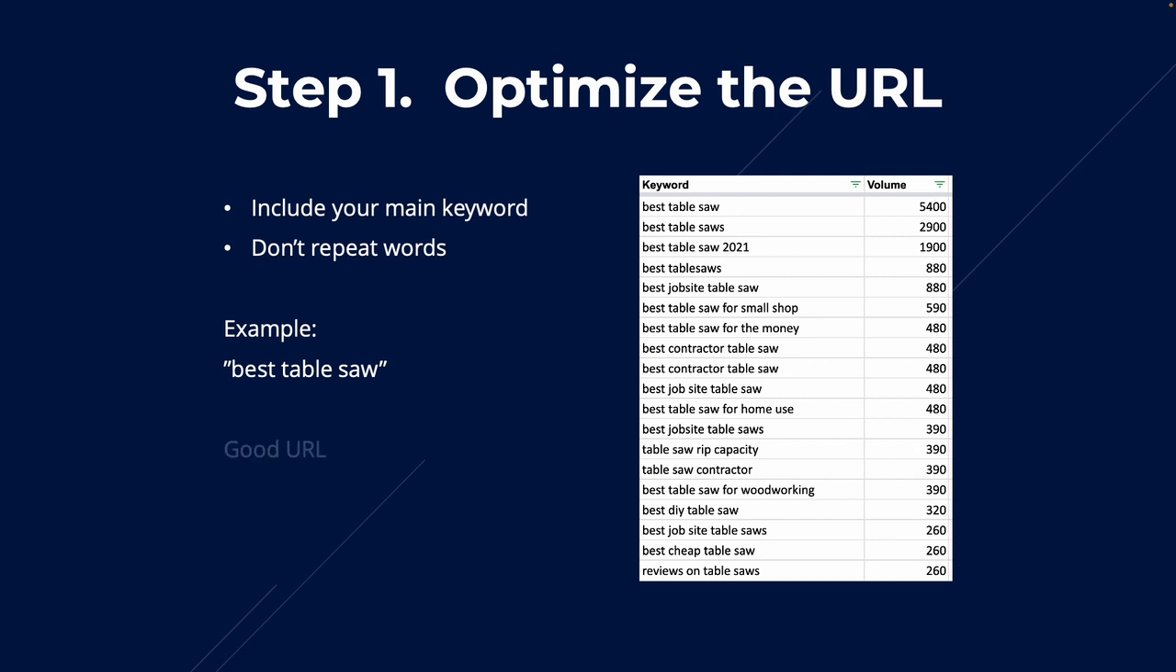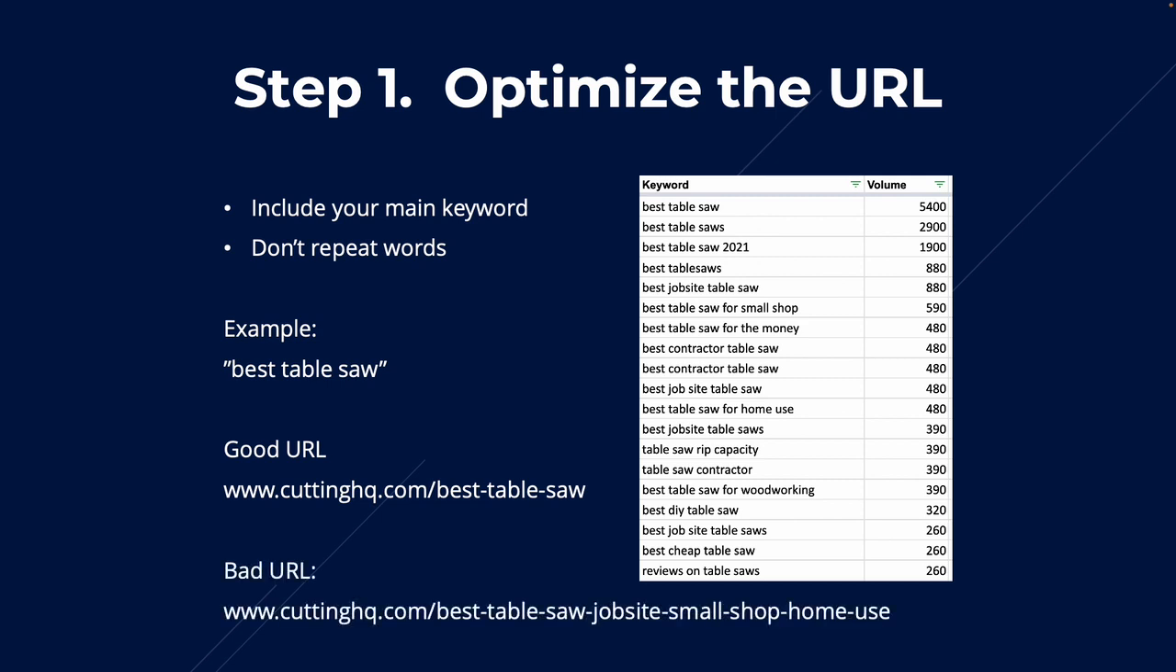Taking this into consideration, a good URL would look like www.cuttinghq, which is of course my website, .com/best-table-saw. A bad example of a URL would be www.cuttinghq.com/best-table-saw-job-site-small-shop-home-use, and you can just see how spammy this sounds.